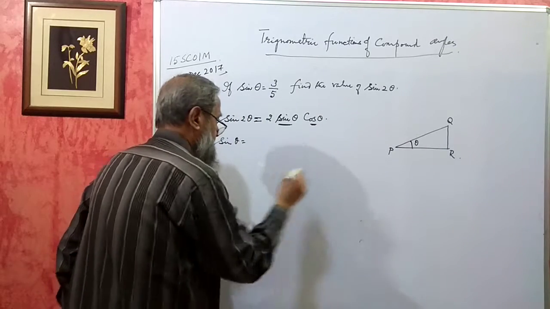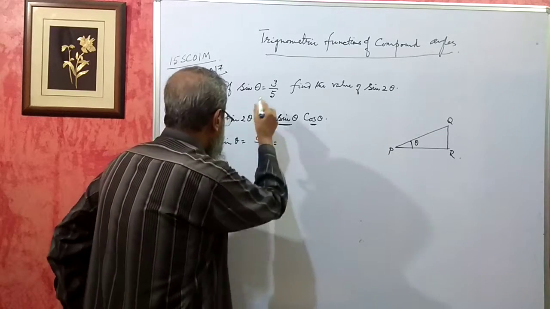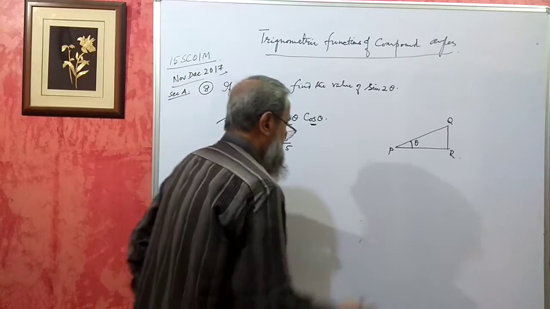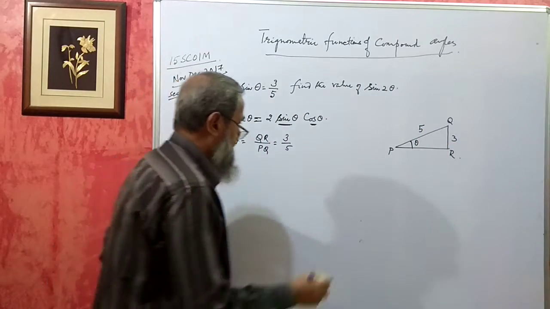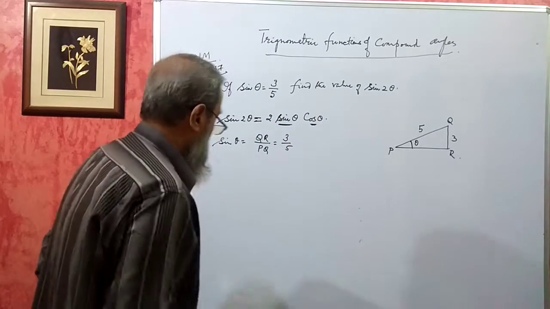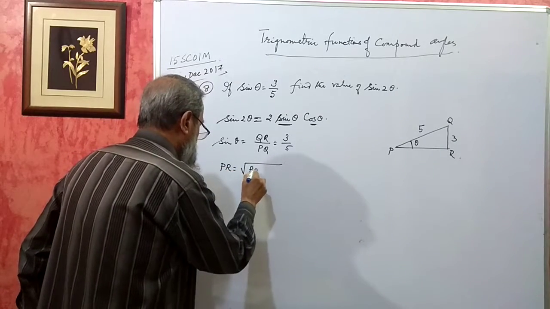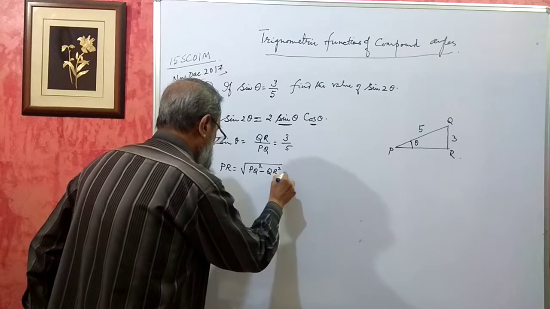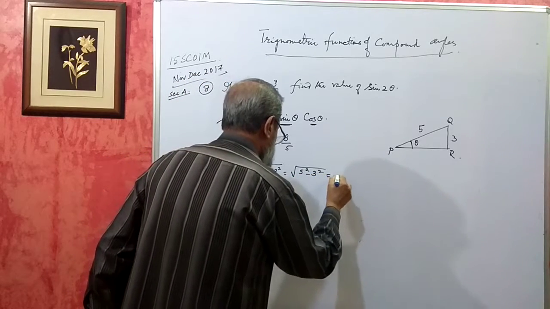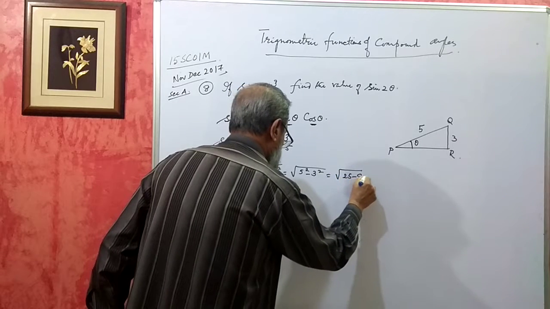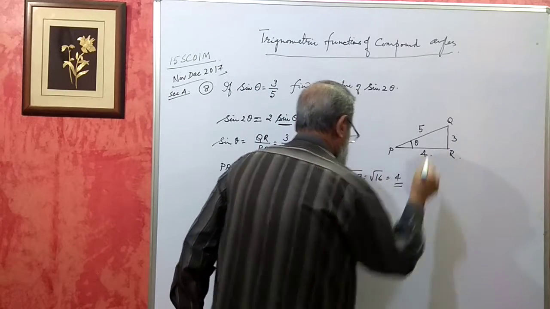Sin theta means opposite by hypotenuse, that is QR by PQ. This is given as 3 by 5. So QR is 3, PQ is 5. I want PR. Applying Pythagoras theorem, PR will be equal to square root of hypotenuse square PQ square minus QR square. So this will be 5 square minus 3 square, that is root of 25 minus 9, that is root of 16, that is equal to 4. So if this is 3, this is 5, this side must be 4.